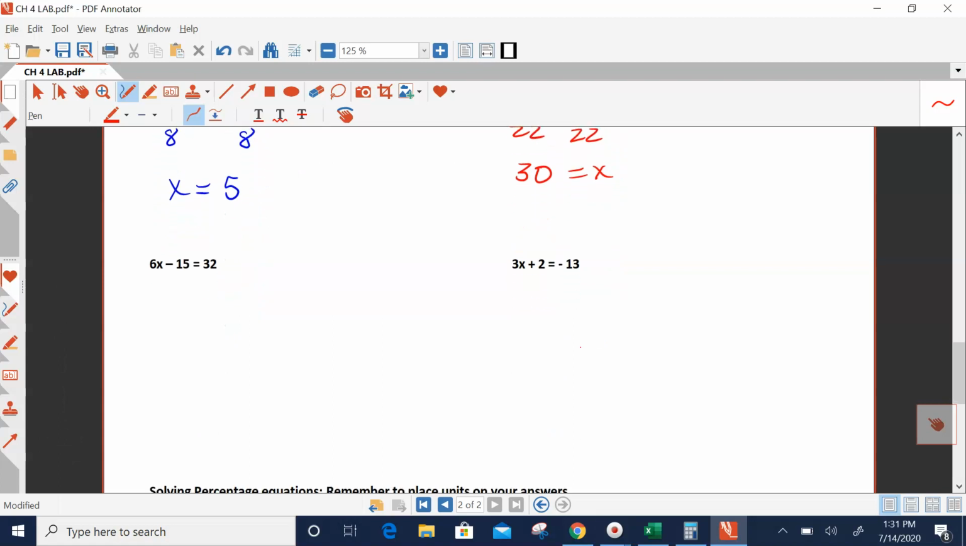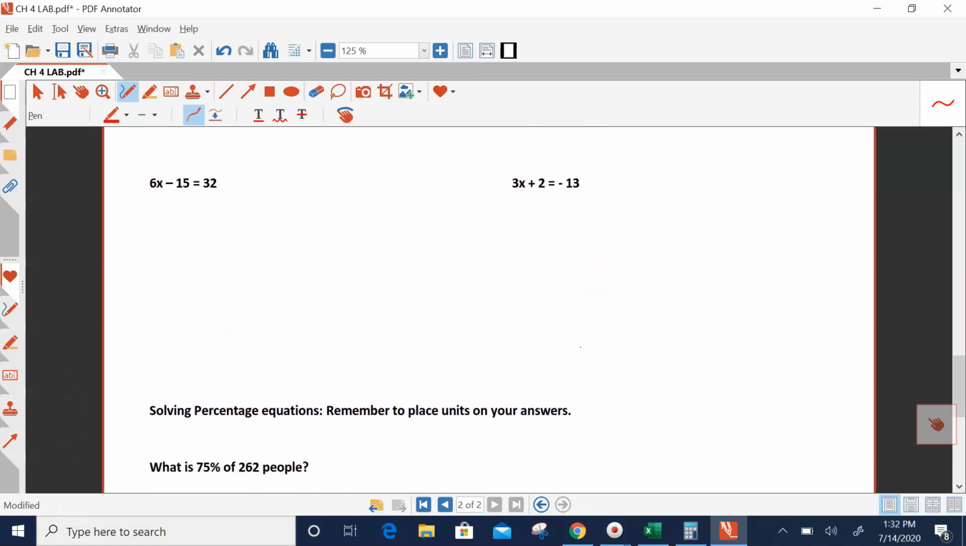Let's look at a couple of other equations we need to solve, just recalling some algebraic concepts. Here I've got 6x minus 15 equal to 32. I need to get the 6x by itself, but there's a subtraction of 15 next to it. So I need to add the 15 on the other side to get it away from the 6x. When I add it to the other side, I'm going to add it to a 32. So 32 plus 15 gives me 47.